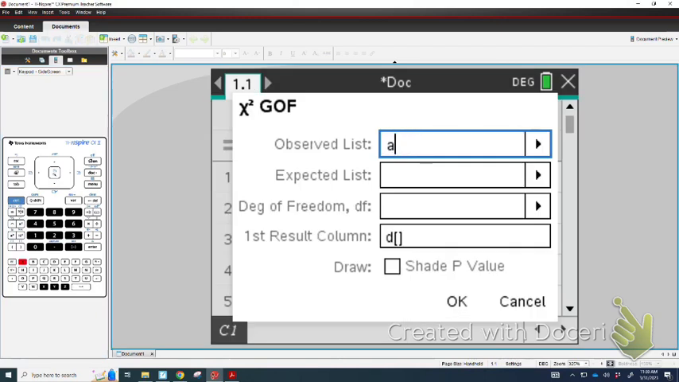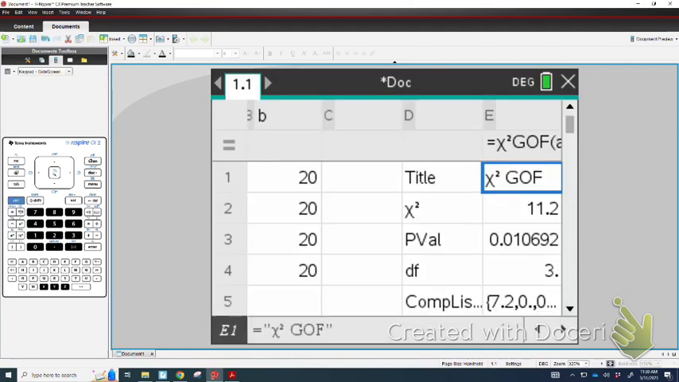I named mine A and B. This is the other hard thing. You got to remember degrees of freedom. We had 4 categories, and it's 4 minus 1, so 3. And we got it. So 11.2 is the chi-squared test statistic, but this is the super important one.